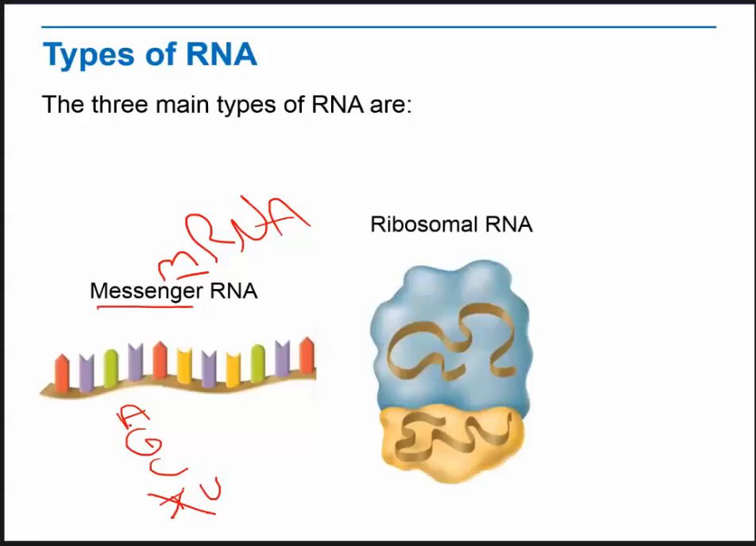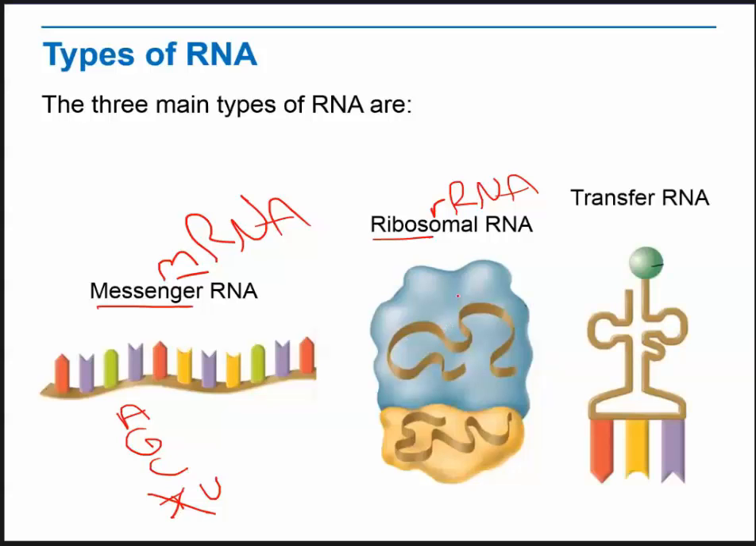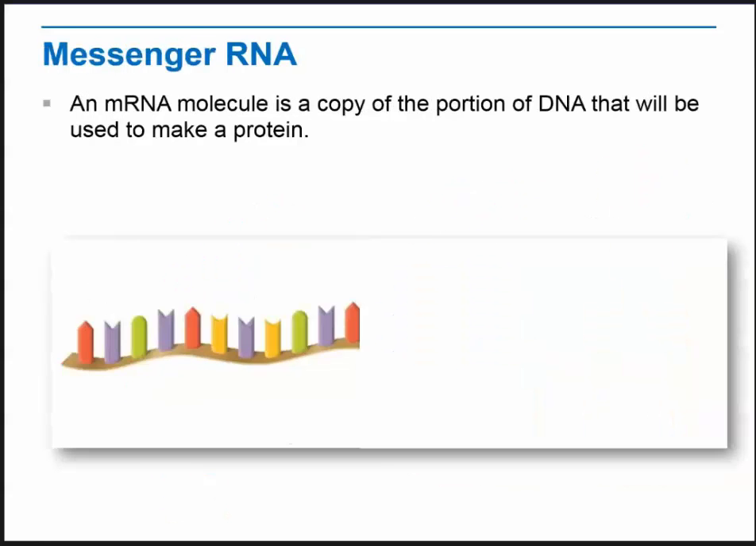The next type of RNA is ribosomal RNA, or rRNA. As the name implies, ribosomal RNA helps make up ribosomes, the site of protein synthesis. tRNA, or transfer RNA, is used to help move specific amino acids to the ribosomes where they're added to a chain of amino acids to make proteins. So let's take a look at these types of RNA in more detail. Messenger RNA, or an mRNA molecule, is a copy of the portion of DNA that will be used to make a protein.